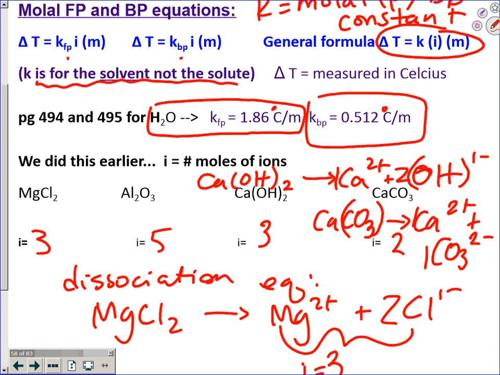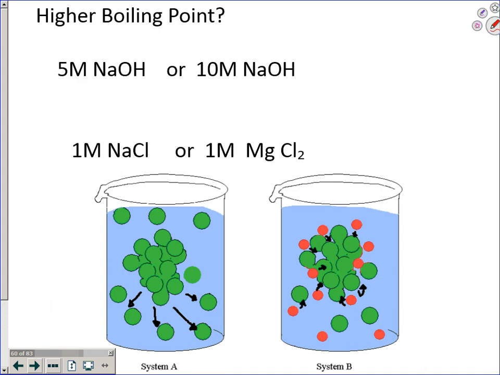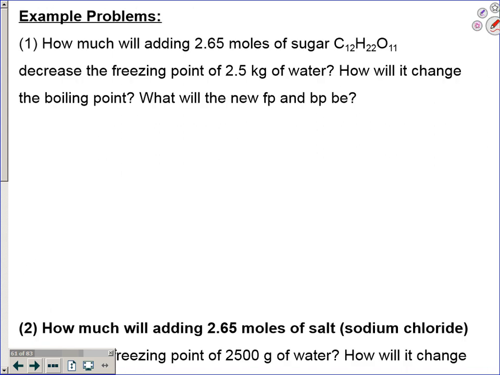Okay, so I want to calculate. I'm going to try to find a problem first. Let's do this one. Okay, so we have a certain amount of sugar. It's going to decrease the freezing point of 2.5 kilograms of water. How will it change the boiling point? What will the new freezing point and boiling point be? So this is kind of a big question, right? So let's break this down.